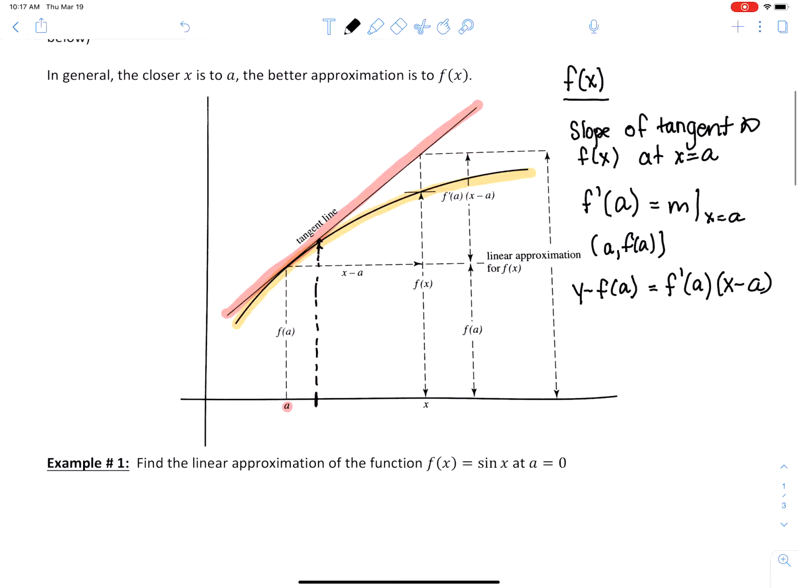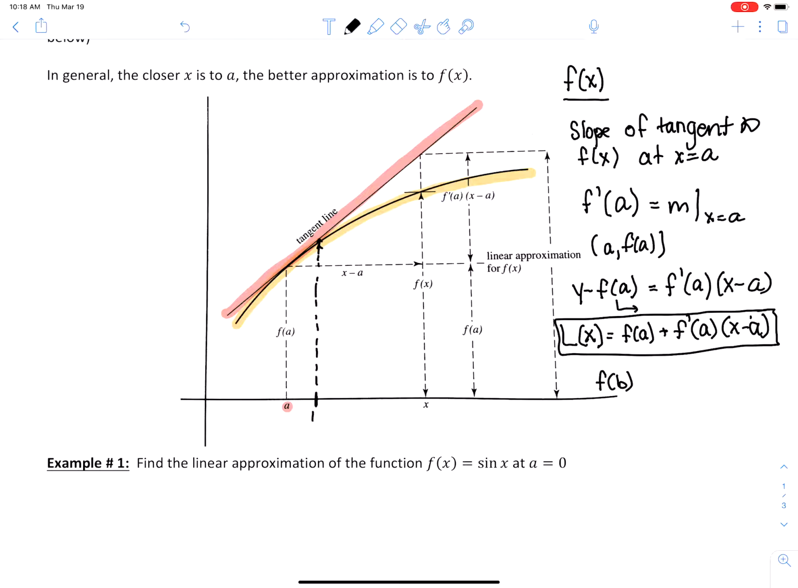So it's literally just the tangent line. I'm going to call y L of x to stand for linear approximation, and I'm going to move my f of a term to the right-hand side. So f of a plus f prime of a times x minus a. So every example we do, we're just writing the slope of the tangent line to the curve at the given point they want.